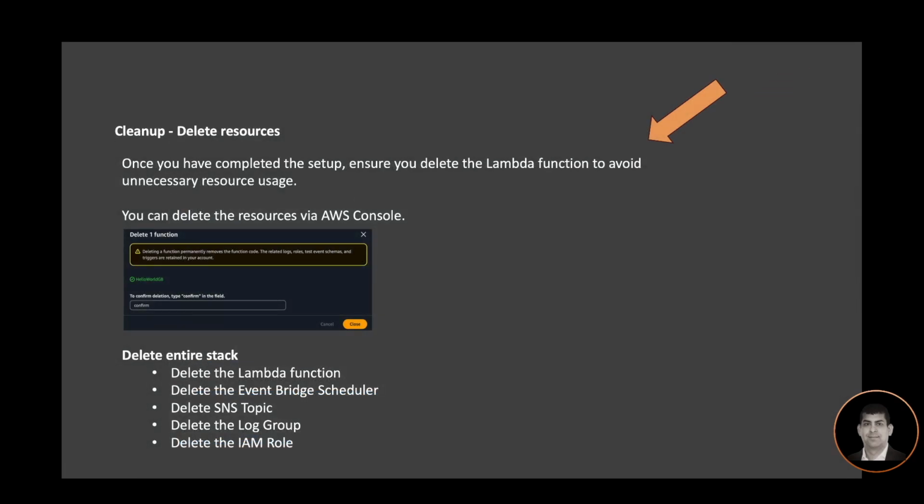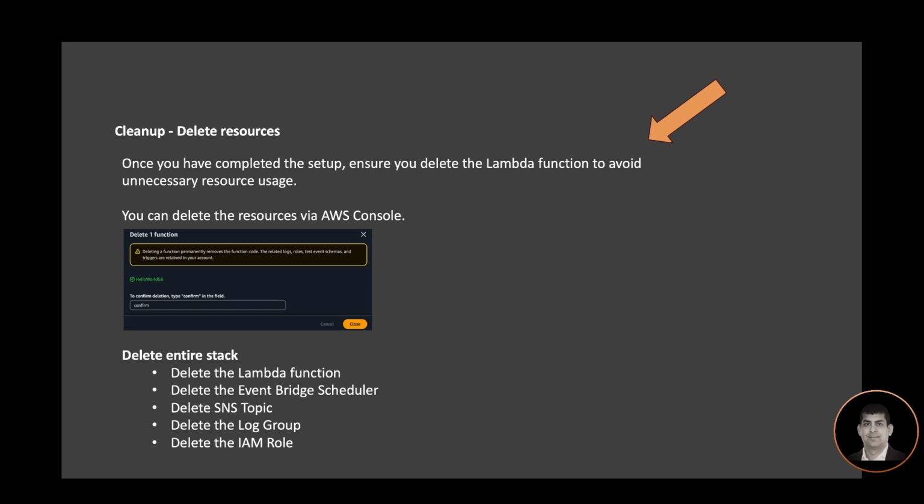Now once we're done, as I always say, ensure that you delete the resources to avoid unnecessary usage. I can delete it through the AWS console. I just have to make sure that I'm deleting the entire stack: the Lambda function, the scheduler, the SNS topic, the log group, and the IAM role, right? So that I don't leave any resource behind.